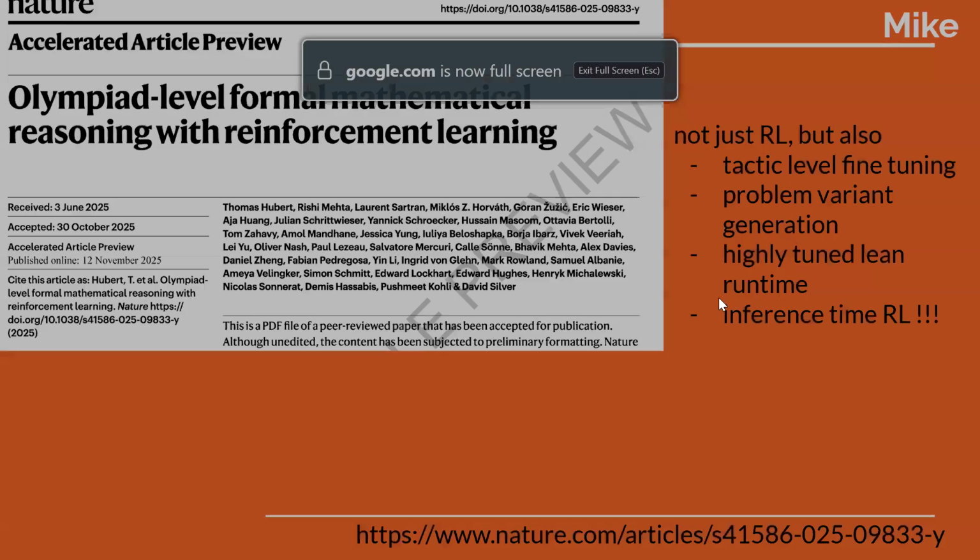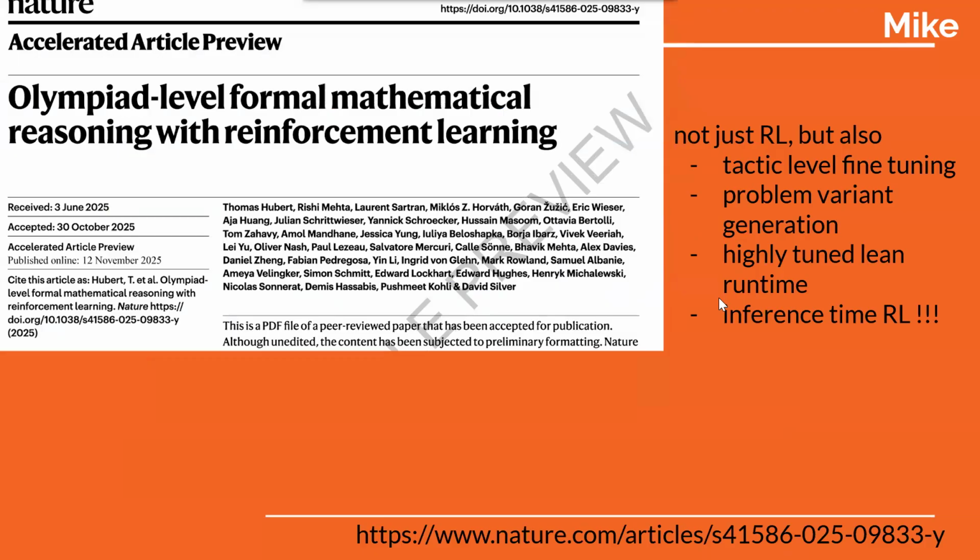Okay. My favorite paper this year is AlphaMath, Olympiad level of formal mathematics reasoning with reinforcement learning. That title is massively underselling what this paper achieved. This paper basically did near gold, but now gold, IMO level performance with an LM.